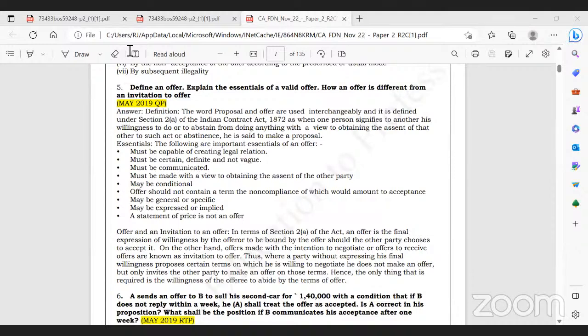You have 60 marks of business law and 40 marks of English. 60% of 3 hours, that is 180 minutes, is around 108 minutes. So around 1 hour 45 minutes you should be spending on business law.